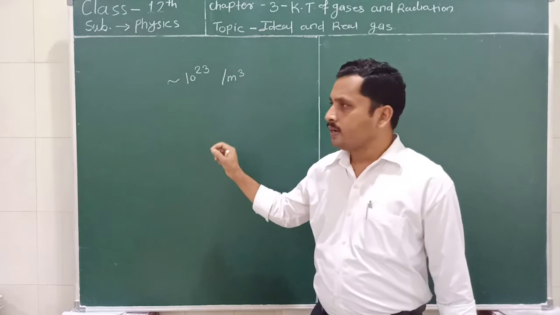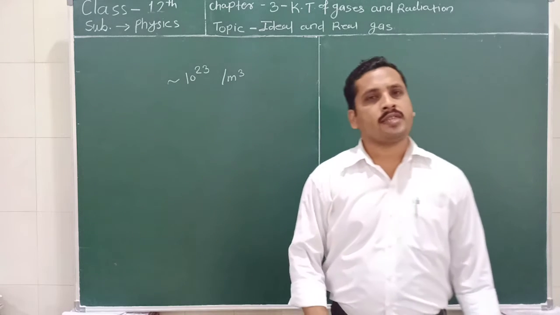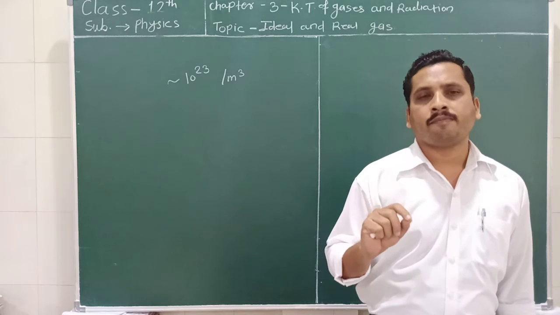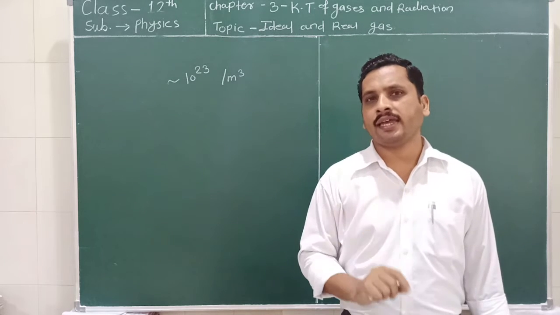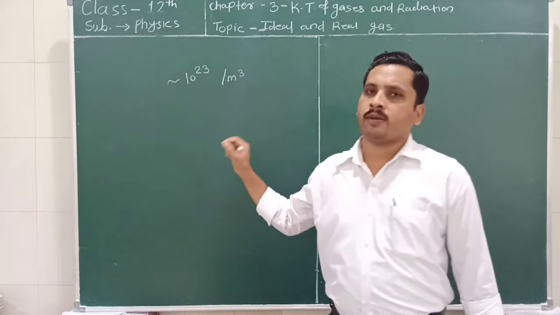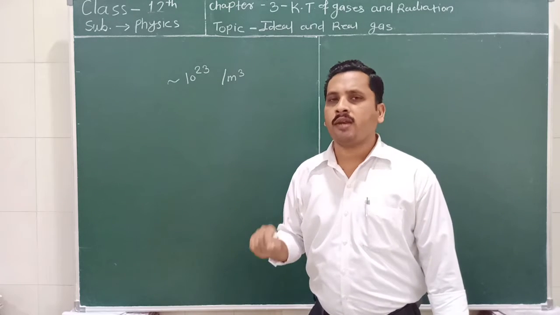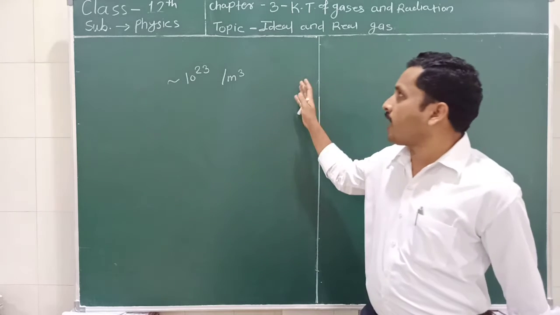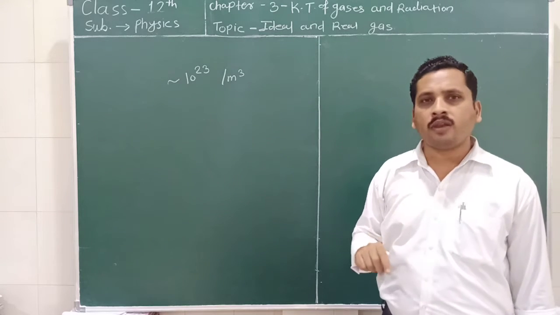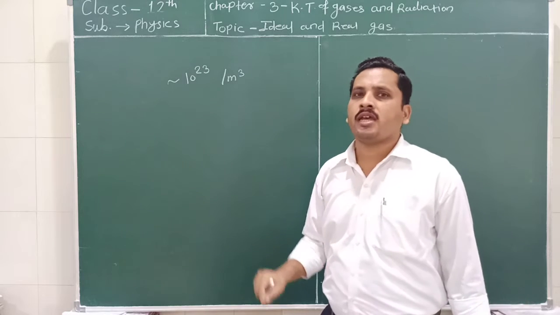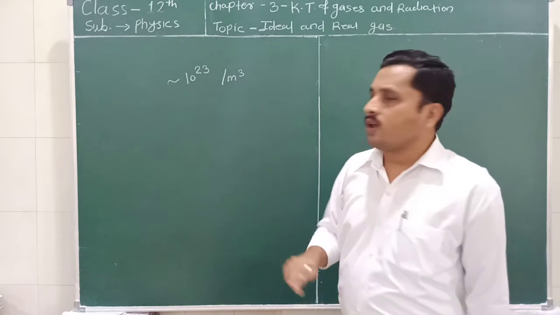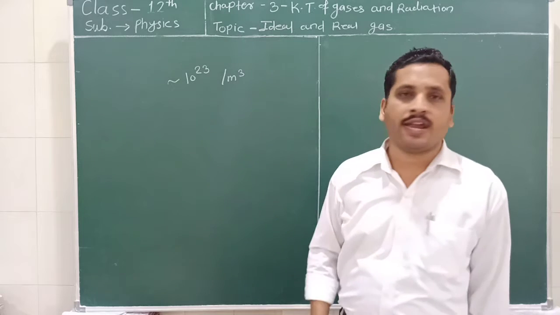So what happens? Kinetic theory assumes average values of the physical quantities, and then applies them to the macroscopic parameters. Therefore, this is the approach of the kinetic theory of gases. The behavior of gases can be explained very well by this kinetic theory. Now we are moving towards the ideal gas and real gas.